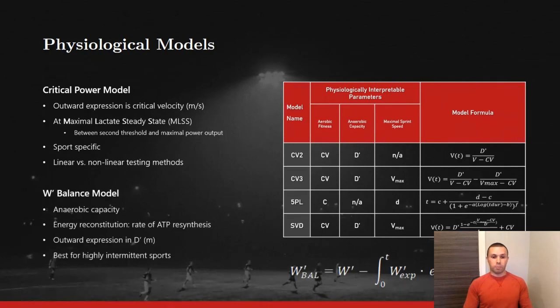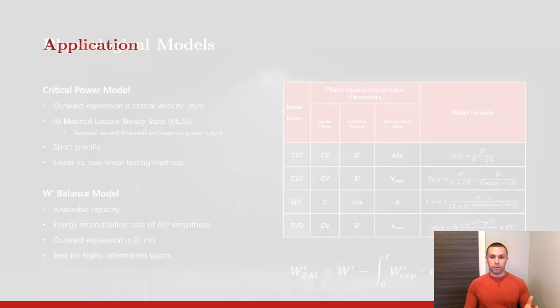We then also have to incorporate the W prime balance model. So this is essentially how much anaerobic capacity our soccer player has. If he runs out of anaerobic capacity, he can't have these big bursts of speed or acceleration, especially at the end of the game. So this model not only estimates how much anaerobic capacity they have, but how quickly it's being used and how quickly it's being reconstituted.